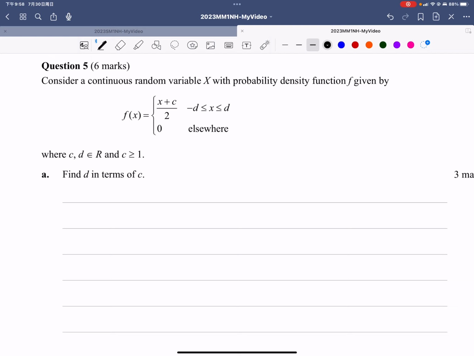Consider a continuous random variable x with probability density function f given by a linear function. C and D are real numbers and C is greater than or equal to 1. So firstly, we'd like to find D in terms of C. So what we can do here is, let's think about a graph.